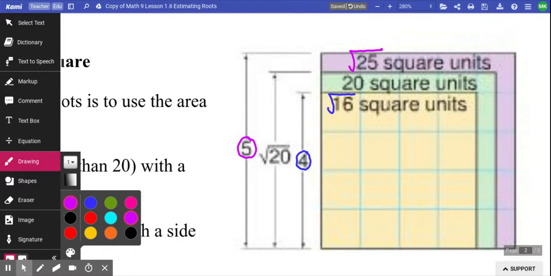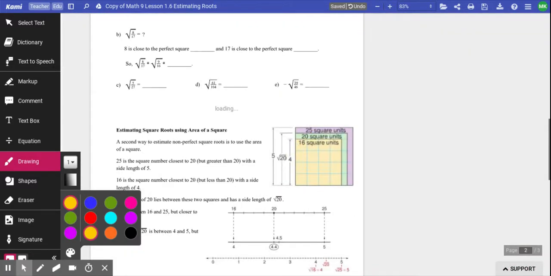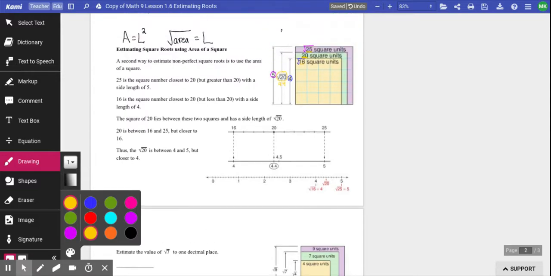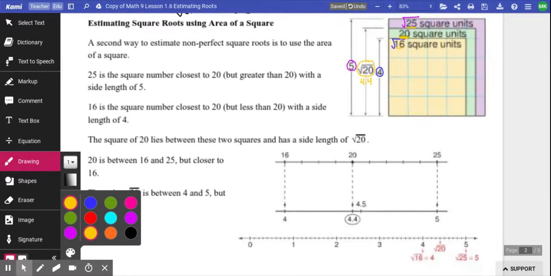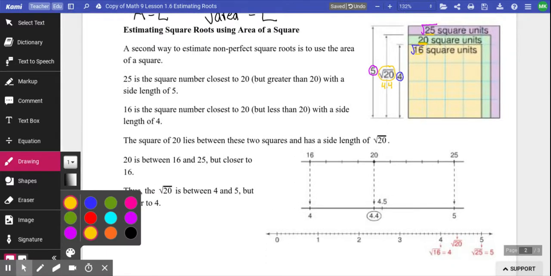To figure out anything in between, you're estimating the exact same way. 20, oh, I need a bright color. 20 is a little bit closer to 16 than it is to 25, but it's pretty well in the middle. So the side length would be root 20, which is pretty close to, I would say, 4.4 or even 4.5, right? Estimating. It's a quick way to see what a square would actually be as a side length. We're going to do some questions on that. They've explained that here, right? With their little graph, they put 20, 25 in there. They got 4.5 as their halfway point. This should be a little bit less.